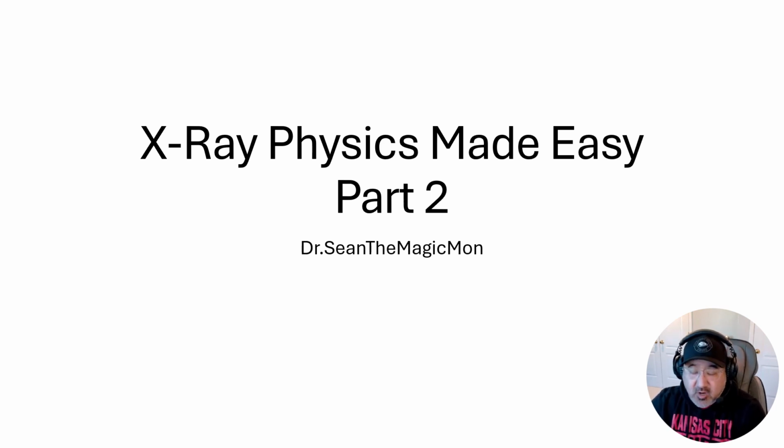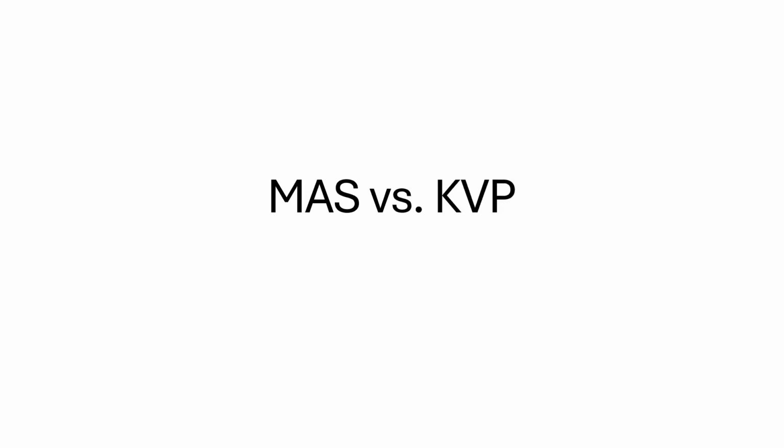Today we're going to continue our conversation with X-ray physics made easy, and our conversation today is going to be MAS versus KVP. So here we go. So what is MAS? MA is the amount of photons created, and S is the time in which those photons are emitted. While KVP, some people think of KVP as a speed, but photons travel at the speed of light, regardless, in a vacuum, but the kVp would be equated to the energy behind that photon, or the penetrability of that photon.